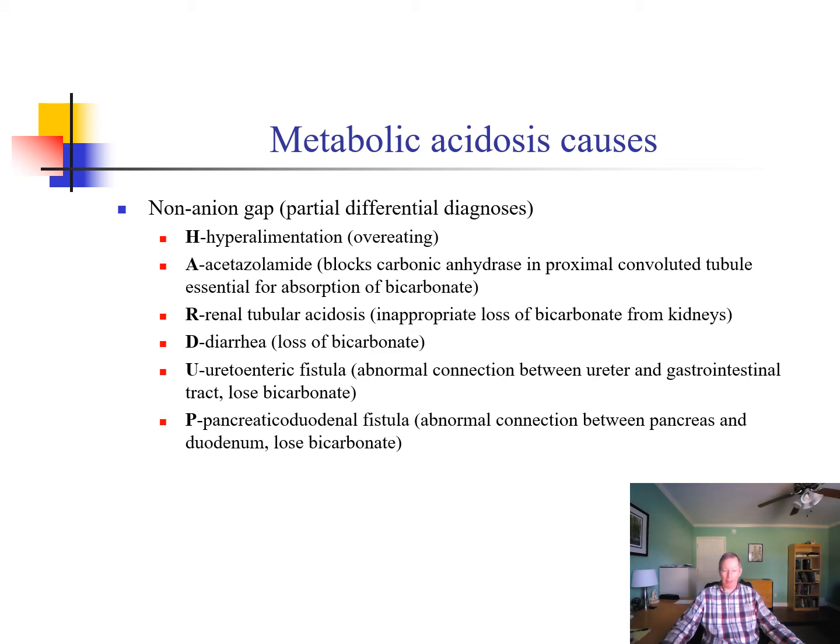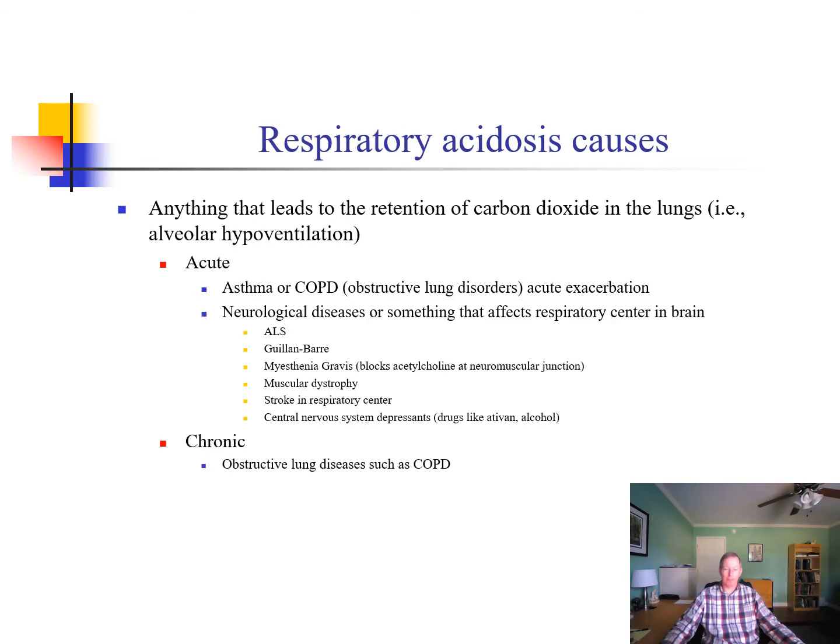And you may remember that the pancreas also will create bicarbonate, but it's regulated as to how much dumps into the duodenum. If you have an abnormal connection like a fistula, there's no regulation. And so most of these non-anion gap are going to be bicarbonate issues. They're losing bicarbonate, and that is the etiology of that non-anion gap metabolic acidosis.